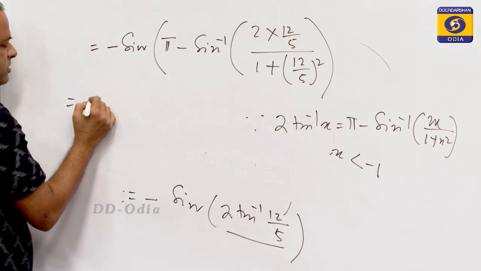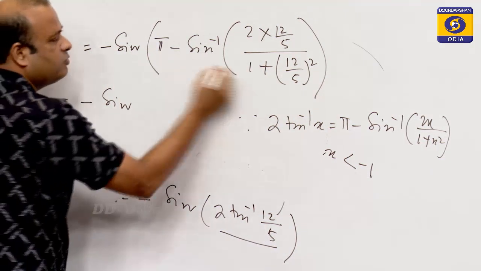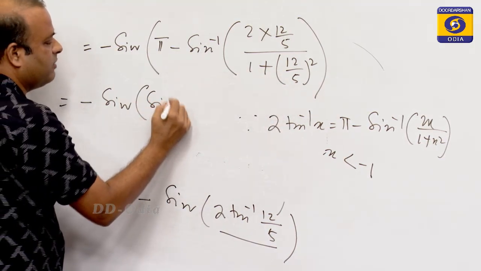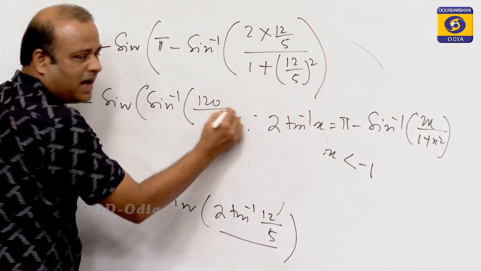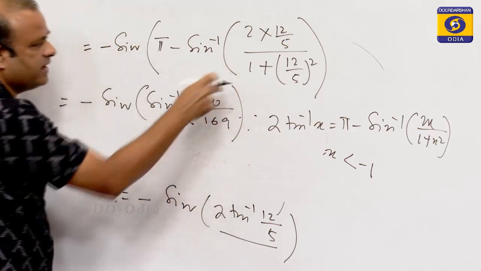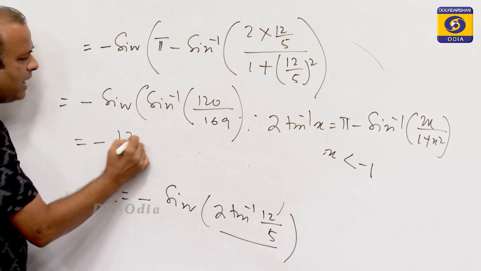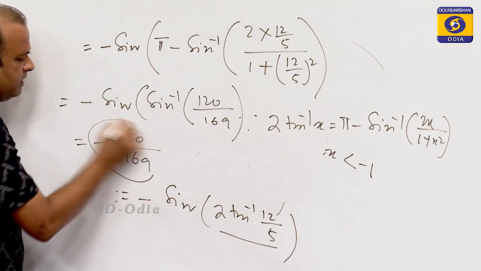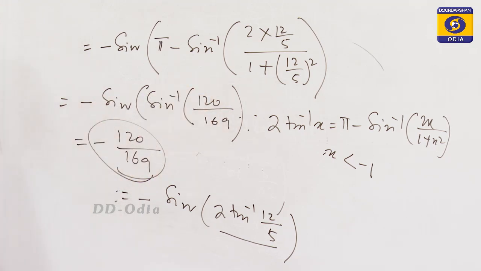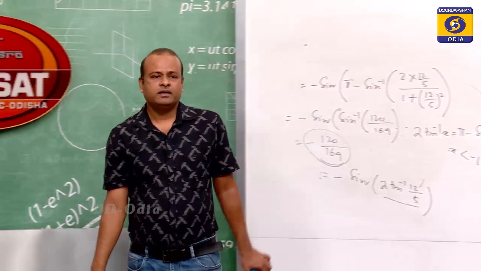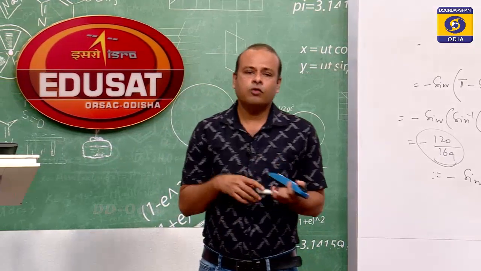Now minus sin of pi minus theta, take this one as theta. So this one is your sin inverse. After simplification, you will get 120 by 169. So now which is equal to minus 120 by 169, because sin inverse x is your x, so minus of x. So you have proved the problem, and we will discuss more.